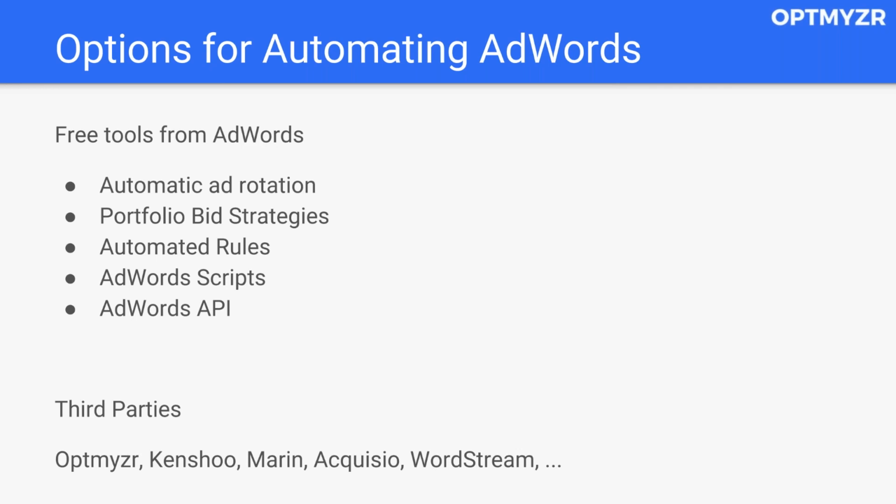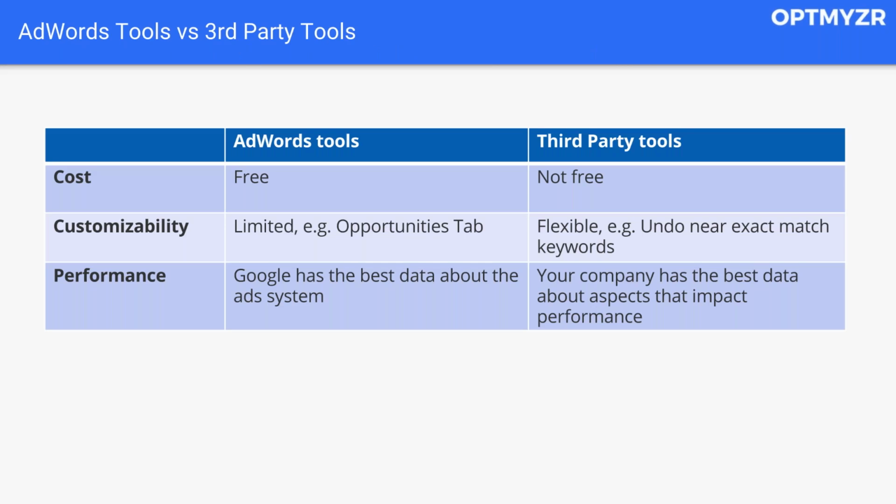Now, you can also look at third parties. So Acquisio, a sponsor of this event, Optmyzr, my company. And then you have some others you probably heard about, like Kenshoo and Marin. WordStream tends to be more SMB focused, so maybe not for PPC experts as much as some of the other tools, but more for a business owner who just wants to get active in PPC, but doesn't necessarily want to learn it too much.